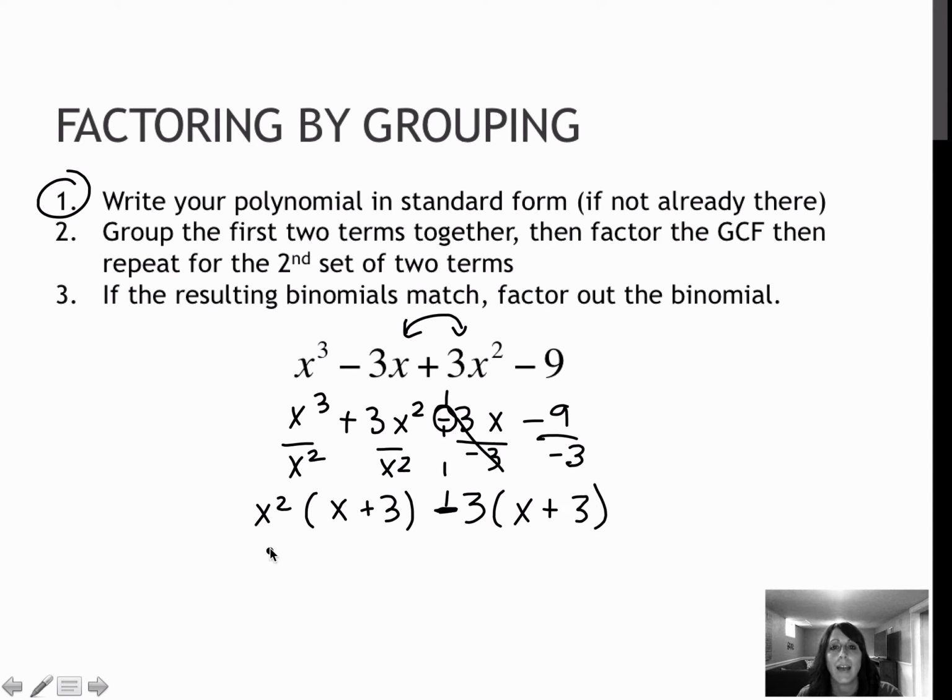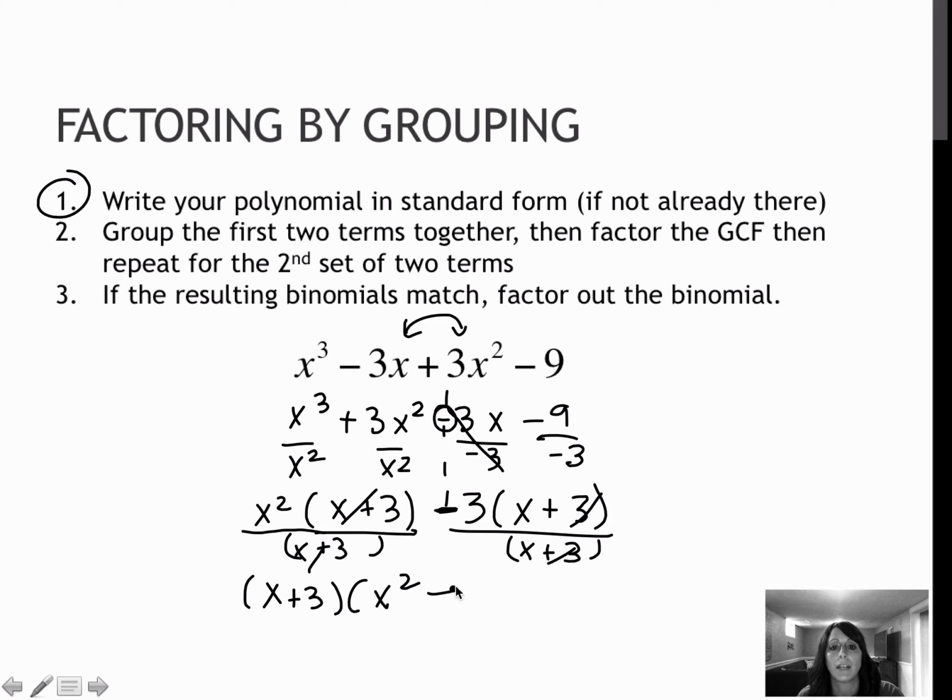Again, I see that I have that common factor of x plus 3, so I'm going to put my x plus 3 out front, and then what's left over is what I get when I divide by x plus 3. And when I divide by x plus 3, I end up with x squared minus 3. So that is my factorization.